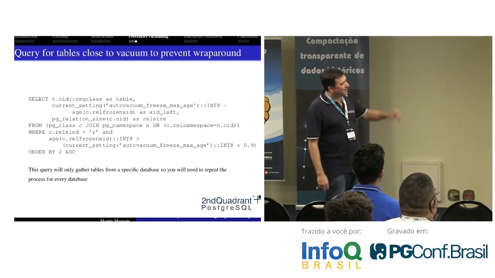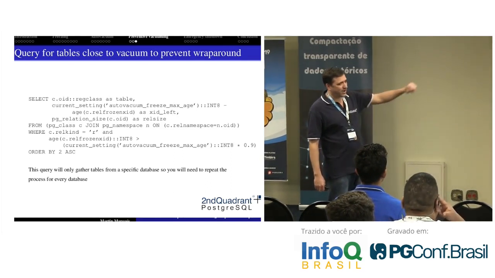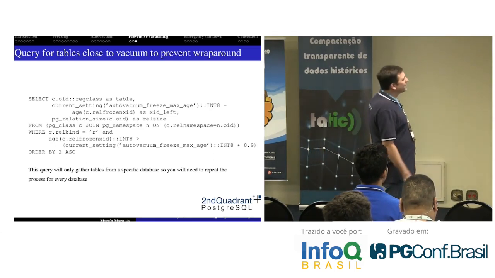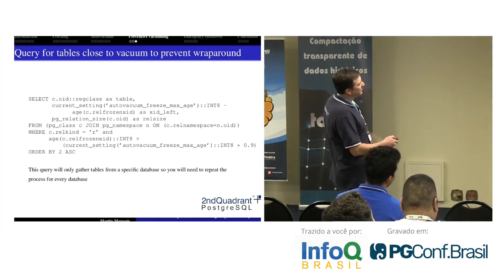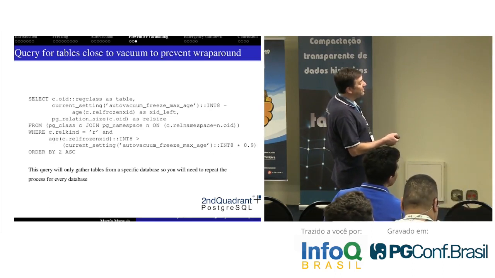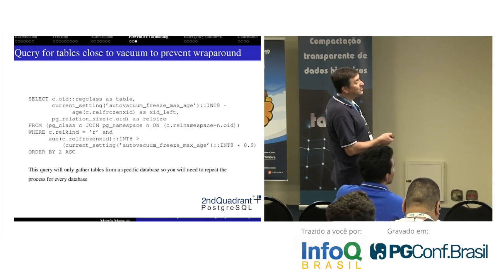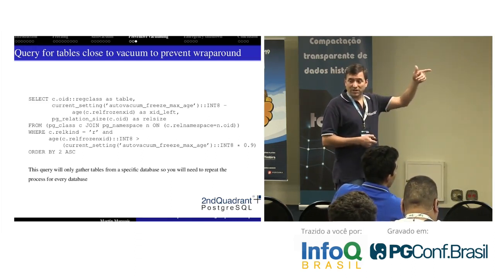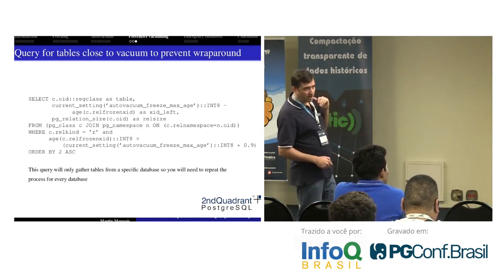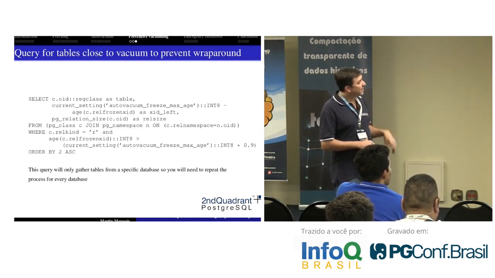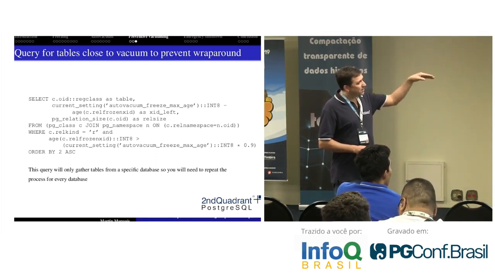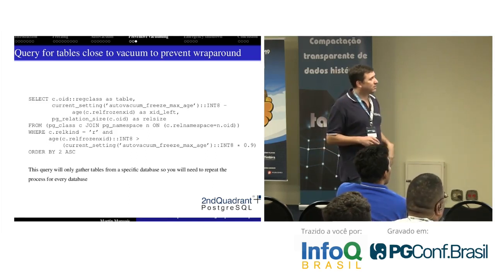Well, this is a query I sketched that you can actually use because this slide will be available. So it's going to get your table. You're going to get actually the XIDs left until you get to the threshold of autovacuum vacuum freeze age, and the size of the relation. So we have table, how many XIDs we have left, and the size.